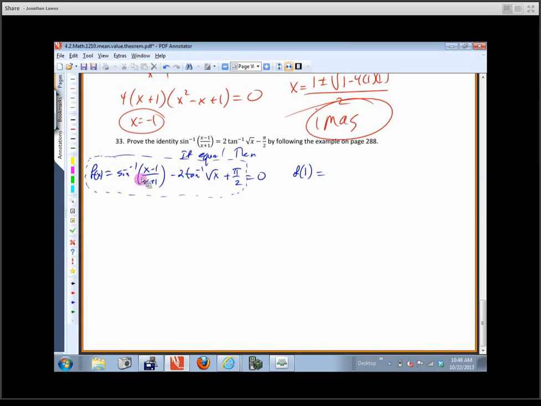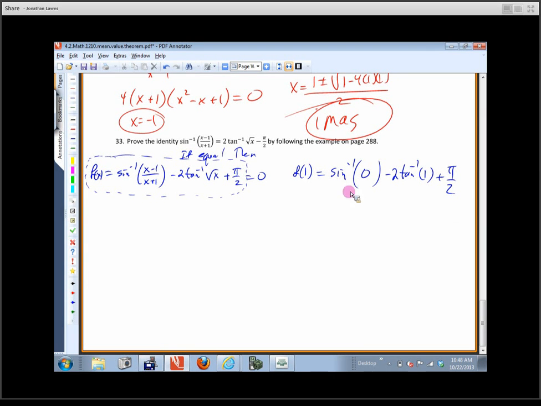So if I plug in a 1, I get the sine inverse of, well, that would be a 0. That's good. Then I get minus 2 times the tangent inverse of, if I plug in a 1 here, I get a 1, and then plus pi halves. Now, what I'm hoping is, if I go through and simplify this, that I get a 0. I hope it actually does go through 0. So then it's an identity for at least 1 point. It's a true equation for at least 1 point.